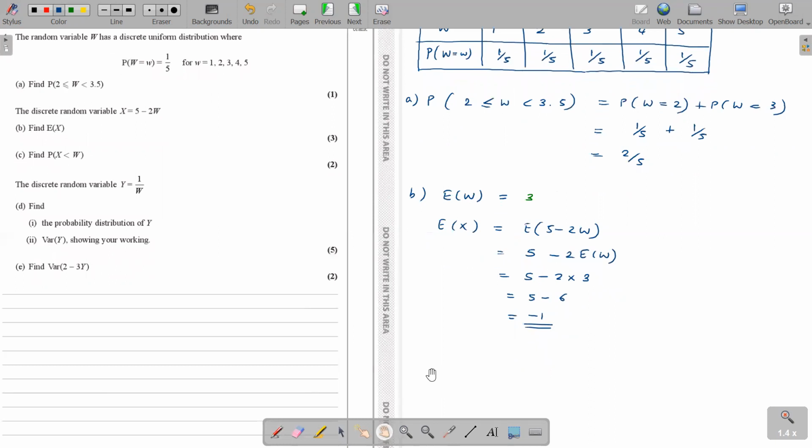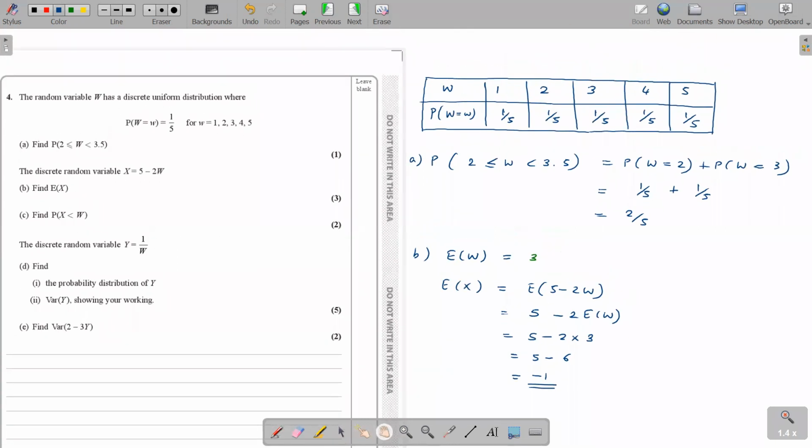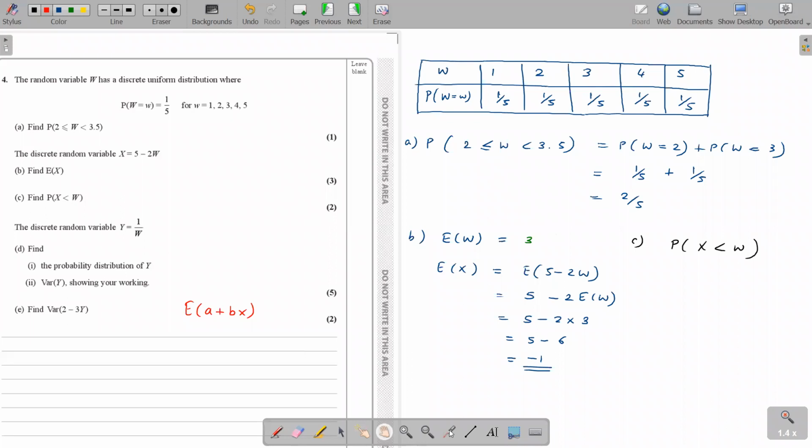Okay, then part C. They ask you to find the probability that X is less than W. How do I find the probability X is less than W? The easiest way to do it is, I don't want you to input the W value and X value individually and think which X value is less than the respective W value. No. What you do here is, they have told you what X is. Here X is given as 5 minus 2W, right?